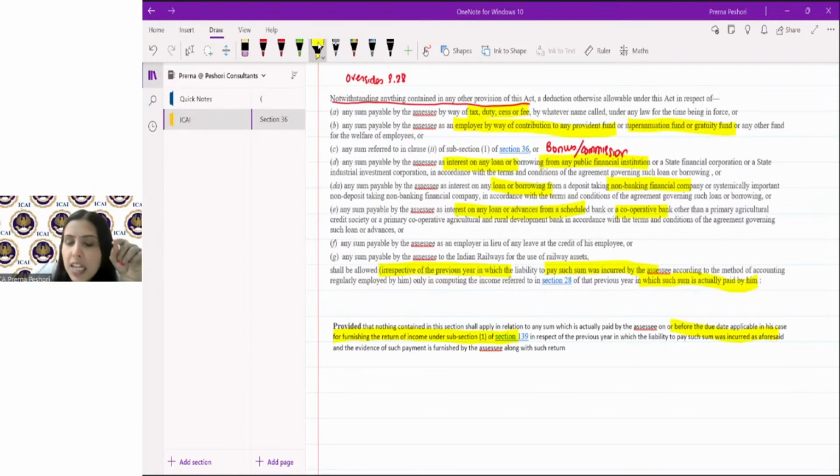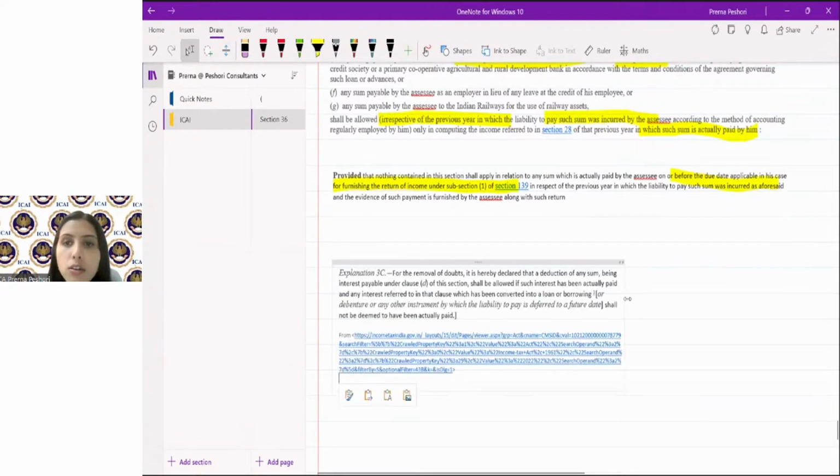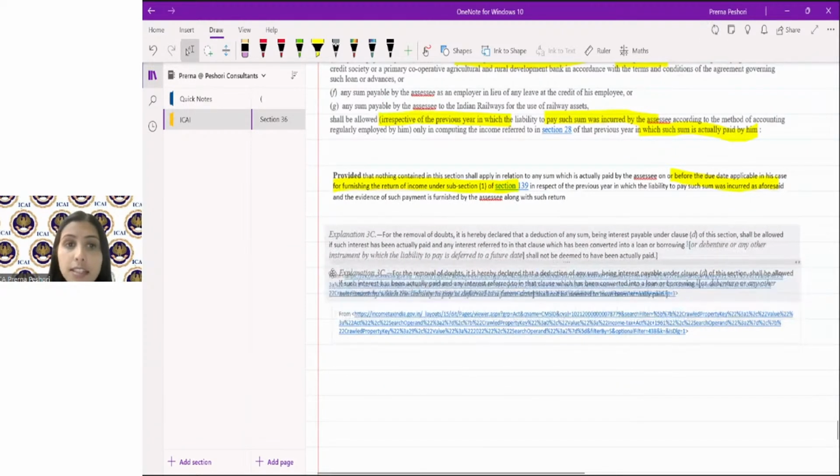However, it happens sometimes that the interest may not have been paid. Then in that particular case, the interest which is there is converted into a loan or a borrowing. So if it remains unpaid and it gets converted into another loan or borrowing, then explanation 3C provides that in such a case, the deduction will not be allowed because the interest is not actually paid.